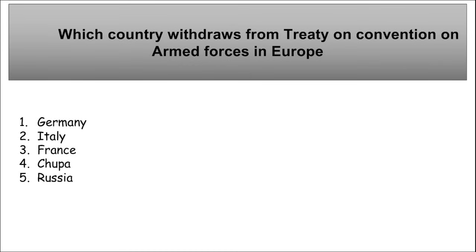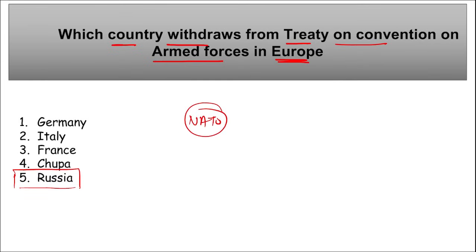Right. Next is, which country withdraws from the Treaty on Conventional Armed Forces in Europe? It is Russia. Russia has formally withdrawn from the Treaty on Conventional Armed Forces in Europe. And this is a landmark arms control agreement that was to limit the deployment of conventional weapons in Europe. This exit of Russia is due to NATO's eastward expansion, seen as a threat to their security. And what is NATO? North Atlantic Treaty Organization.